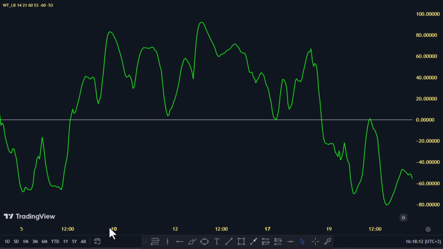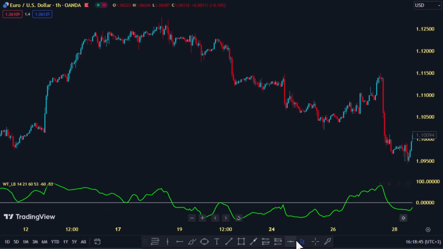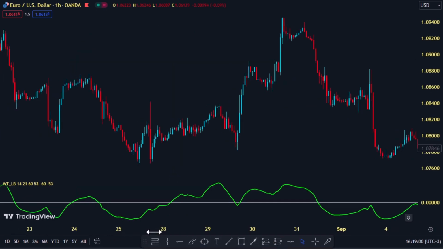So, this indicator is going to be our main signal generator. Here's how it works. When the green line crosses above the zero line, it's a buy signal. And when it crosses below the zero line, you guessed it right, it's a sell signal. In our example, the WT indicator just gave us the sell signal with a downward cross, but after that, it gave a buy signal. Now, to use these signals effectively, we need to add some filters.